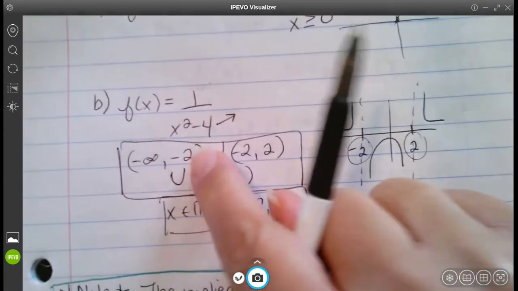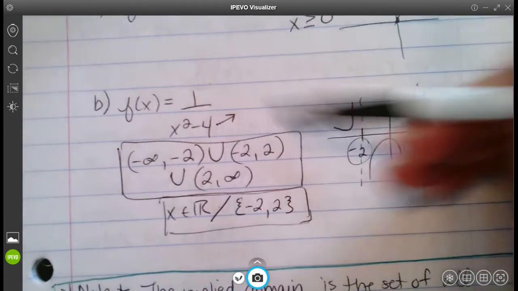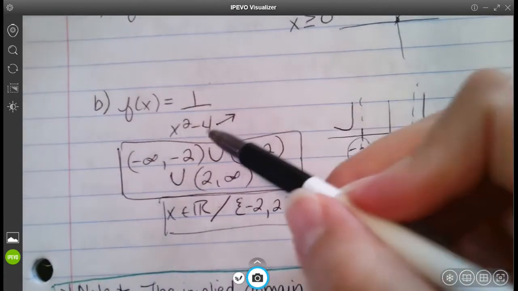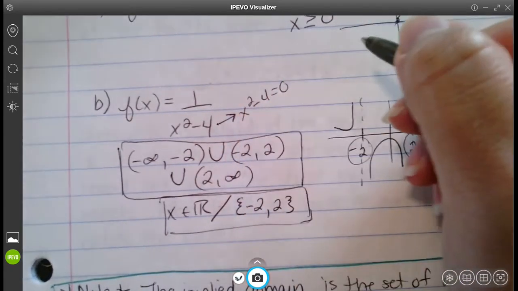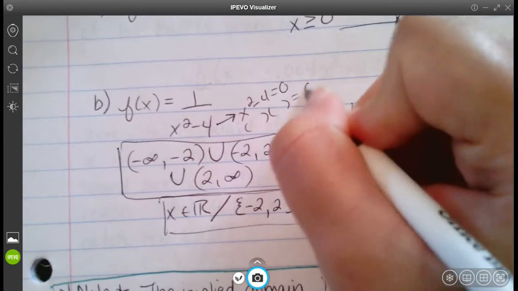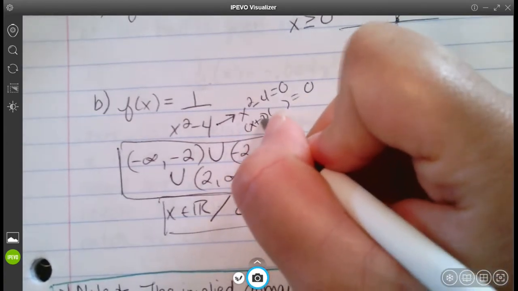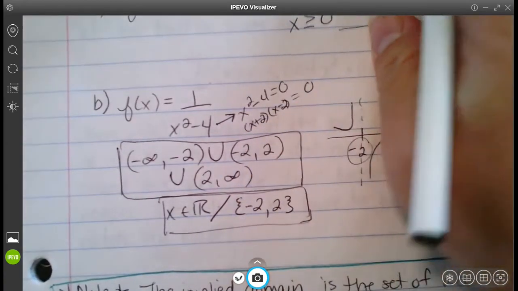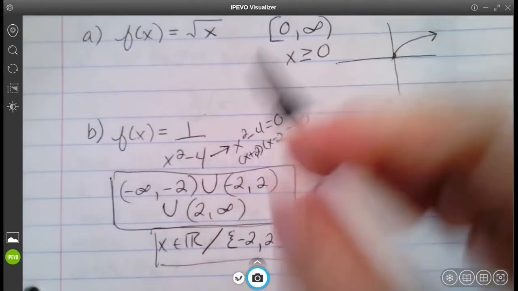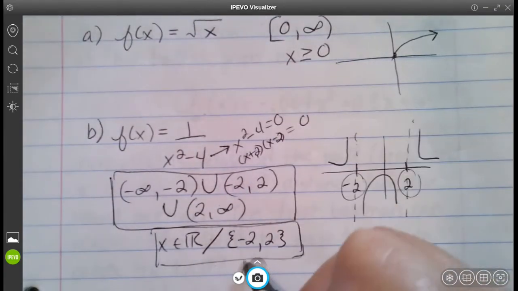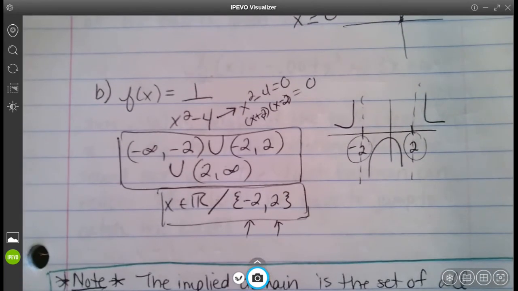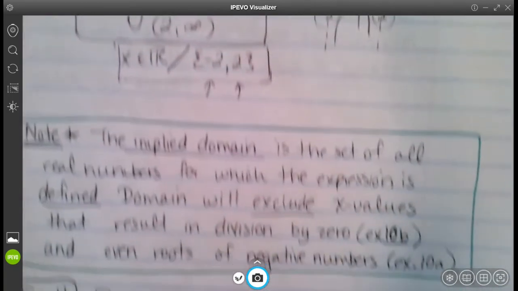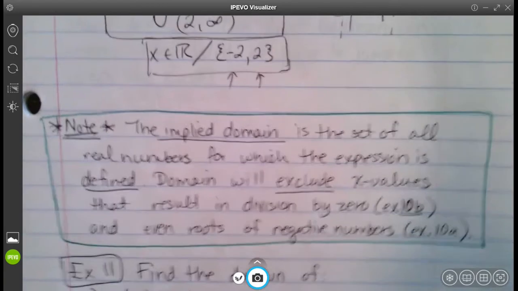This part right here, to find the, I guess you could say the holes or asymptotes, what you do is set the bottom equal to 0, x squared minus 4 equal to 0, okay? And if we factor this, we should get x plus 2, x minus 2, and when we solve, we get our two numbers right here. Just to give some insight on what's coming up very soon, okay? All right, so with that in mind, we're going to talk a little bit about our domain now.